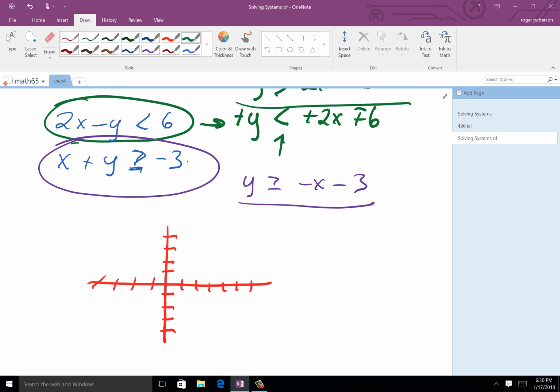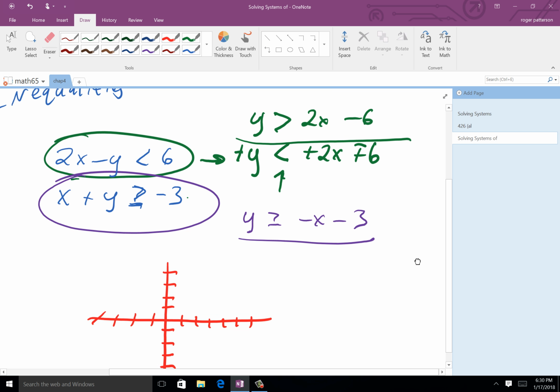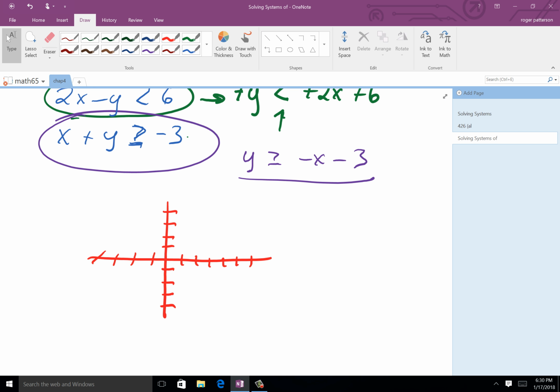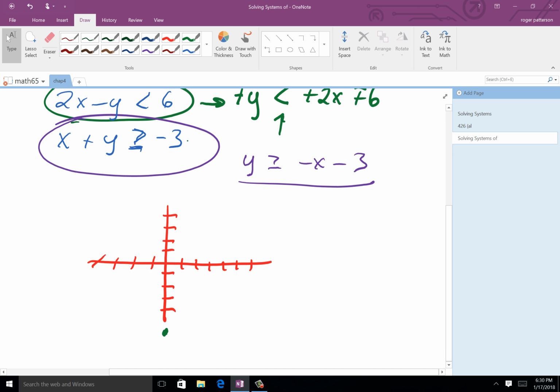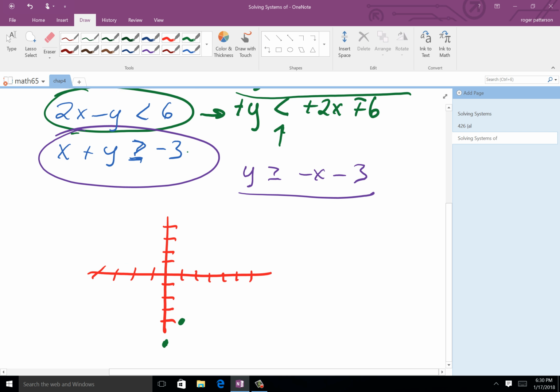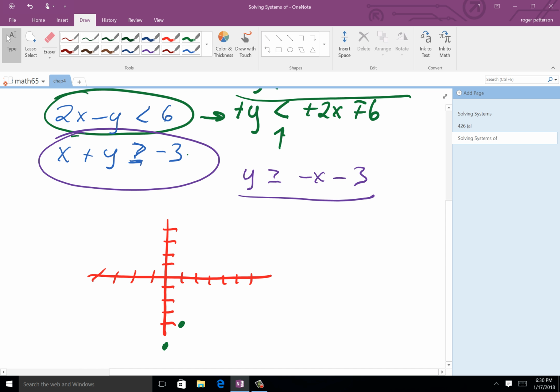Okay, so I'm going to graph the green one first. So I have negative 6. So that's my intercept. 1, 2, 3, 4, 5, 6. And plus 2, so 2 over 1, 4 over 1. All right, and since this is a less than or greater than, either one of those is going to give me a dashed line, meaning that it doesn't contain anything on that line. So I'm going to dash the line, put a little arrowhead on it.